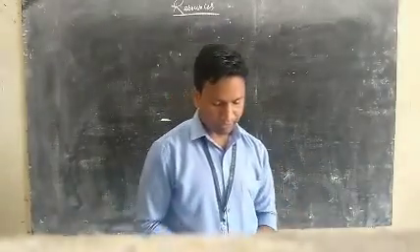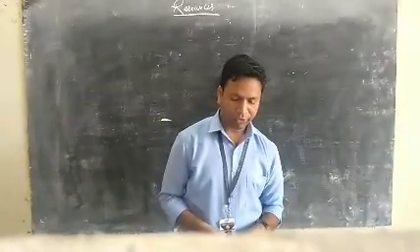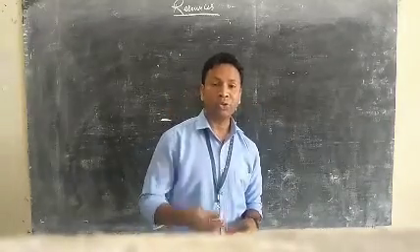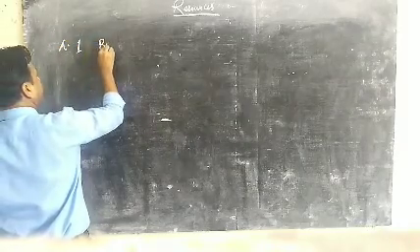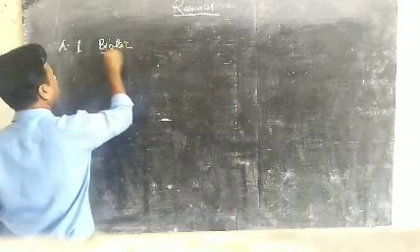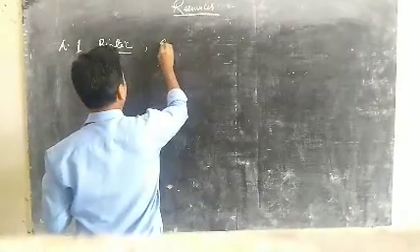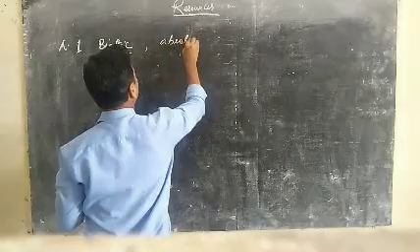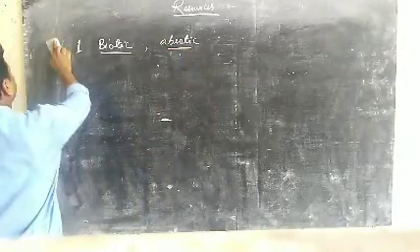Chapter 1, Resources. Fill in the blanks. Question number 1: on the basis of origin, resources can be classified into biotic and abiotic. Biotic and abiotic. This is the first answer that you have to write down.